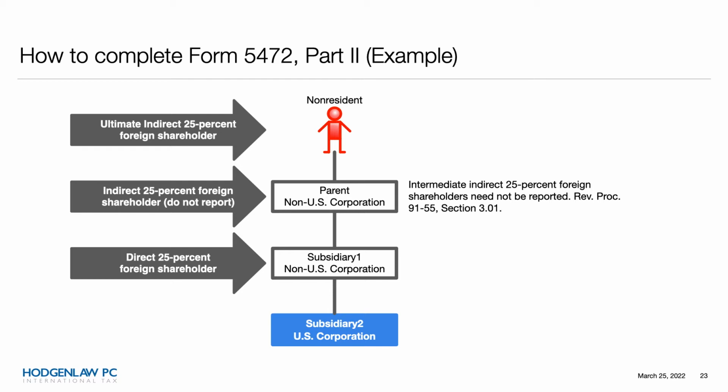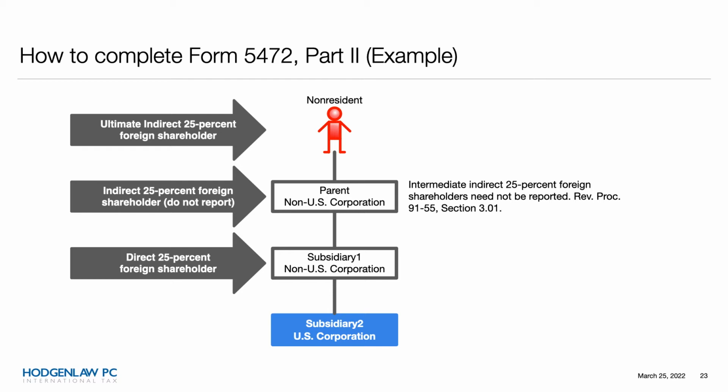So here's a really simple example where we have a foreign parent corporation, and then we have a foreign subsidiary, and then we have a domestic subsidiary underneath. So what do we put in Part 2? And more specifically, have you determined to your satisfaction that you have a reporting corporation? The direct 25% foreign shareholder is the non-U.S. corporation, Subsidiary 1.